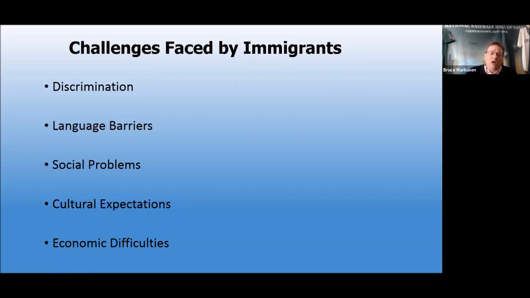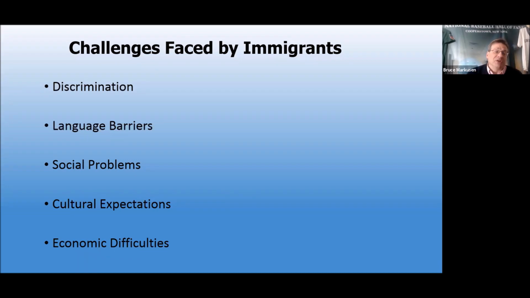Social problems and cultural expectations, you can kind of group those two together. You know, certain behaviors in other countries maybe not accepted here in America, and vice versa. The way that you act in public, the way that you're expected to behave in certain situations, different in America than in other countries. So that's always an adjustment.